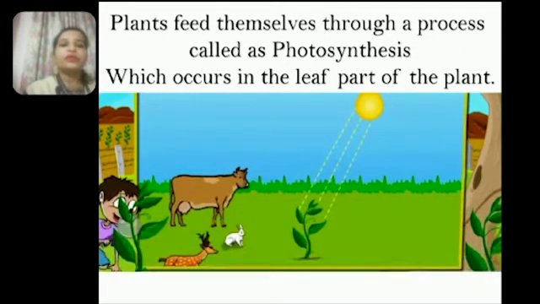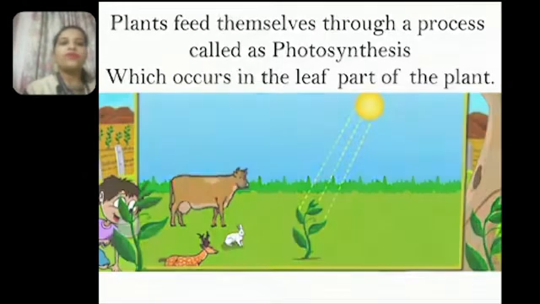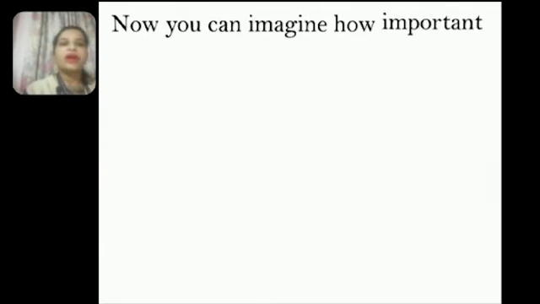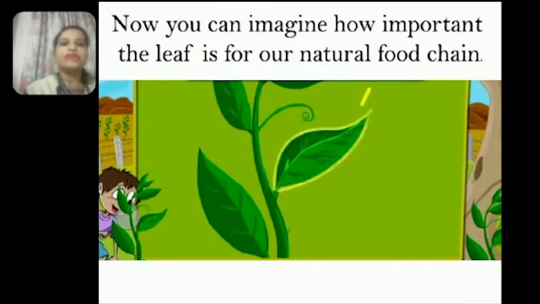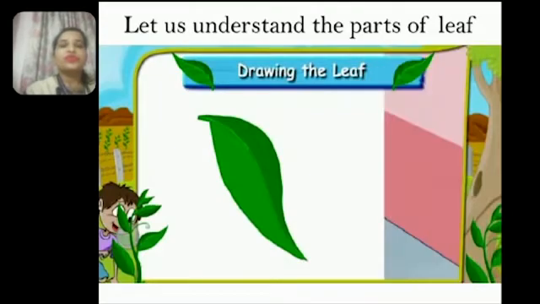Have you ever thought, children, what do plants eat for their survival? Plants feed themselves through a process called photosynthesis, which occurs in the leaf part of the plant. Now you can imagine how important the leaf is for our natural food chain. So let us understand the parts of leaf.